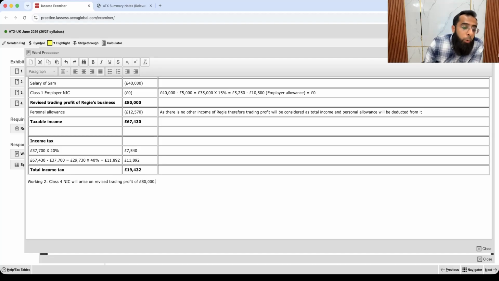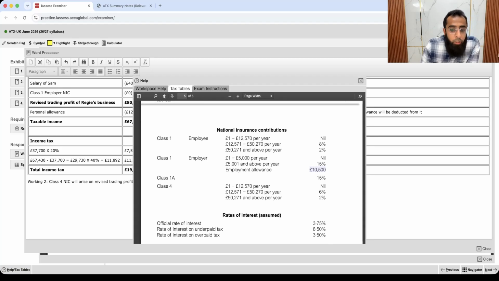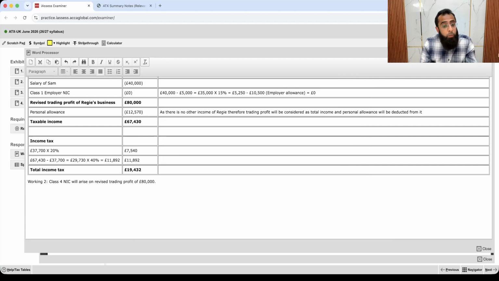Now, what are the rates of class 4 NIC? Again, you go to the tax table. On first 12,570, it's 0. Then 12,571 to 50,270, it's 6%. And above that, the rate is 2%. You need to know how you have to use the tax tables. So now let's calculate the class 4 NIC. On 12,570, it's 0%, so it gives me 0.